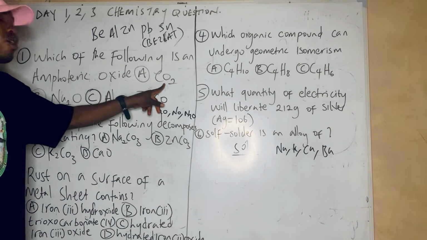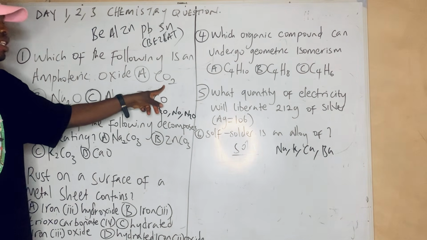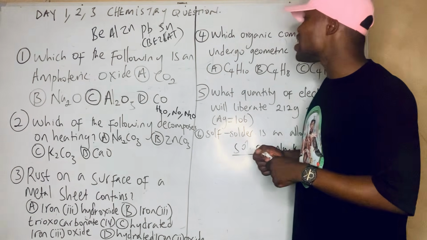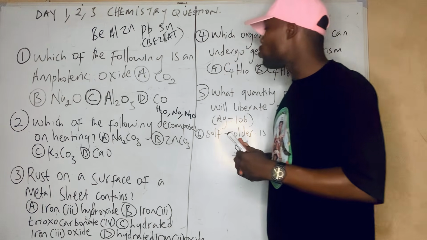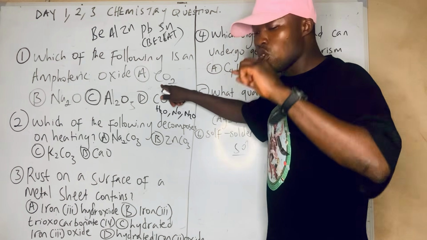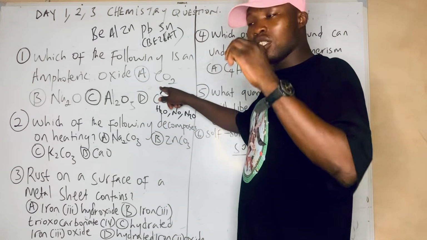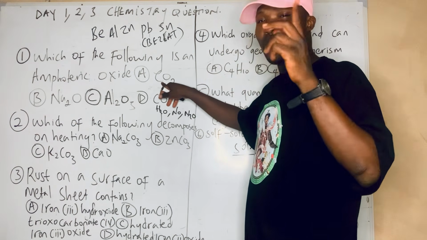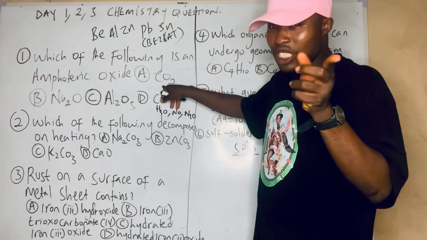Acidic oxides are the ones we call acid anhydrides. So if you're writing on Monday, Tuesday, or probably Wednesday, please take note. Acidic oxide is what we refer to as acid anhydride. They include the highest oxidation states of the oxides of non-metals. So we don't say carbon 2. The highest oxidation state of carbon is carbon 4. So carbon 4 oxide is the acidic oxide.